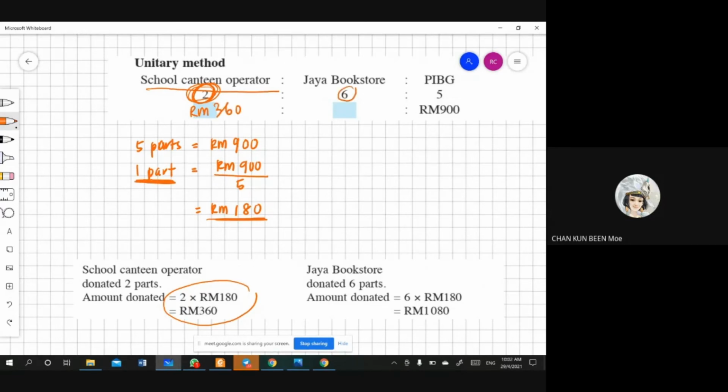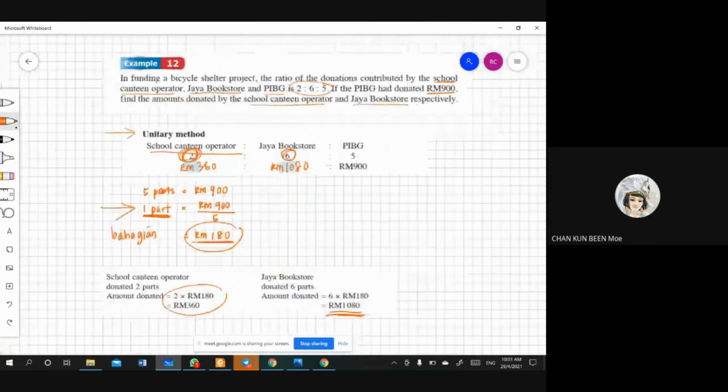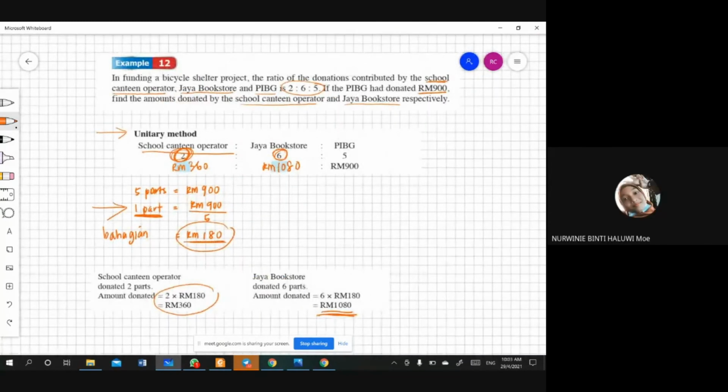Same for Berjaya Bookstore. The ratio is 6. So 6 multiplied by 180, we are going to get 1080. So you also can fill in already, 1080. So easy, right? This is using the unitary method. Always remember, unitary method, you're looking for 1 part. 1 part dalam bahasa Melayu dipanggil apa? Bahagian. Okay, meaning that kamu cari satu bahagian, kemudian kenal pasti bahagian yang lain. Simple only. Okay, any question for this one? No. So let's move on.